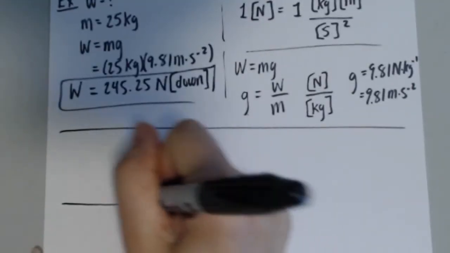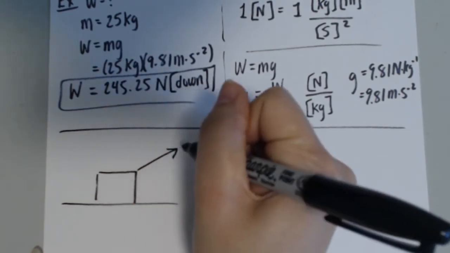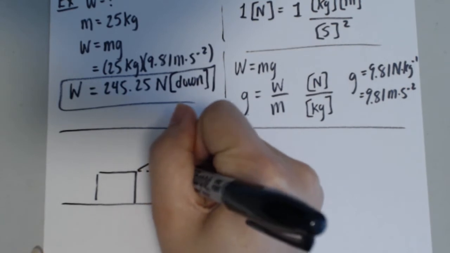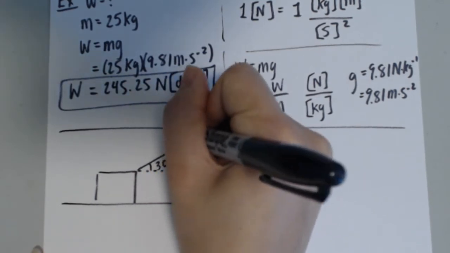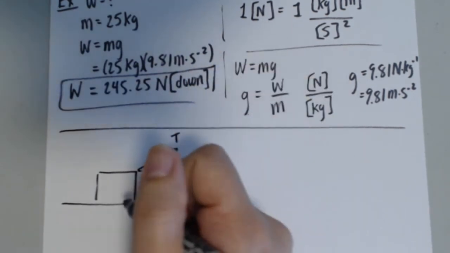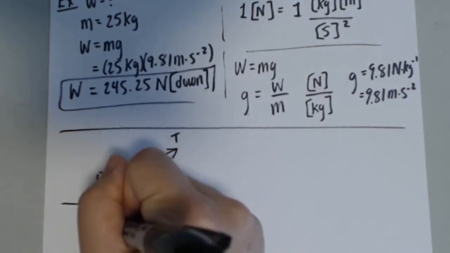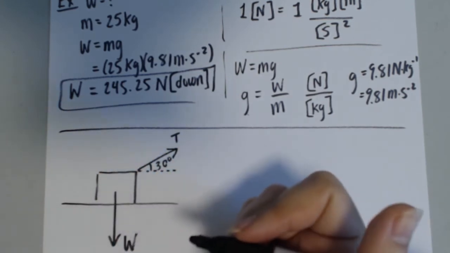All right, so we've got our table, we've got our box, and we've got a tension force acting, and it's acting at 30 degrees above the horizontal. Okay. Now, this object has mass. That's guaranteed. So therefore, there's a weight to it. And we draw the weight coming from the center of the object going straight down. We label that as W.